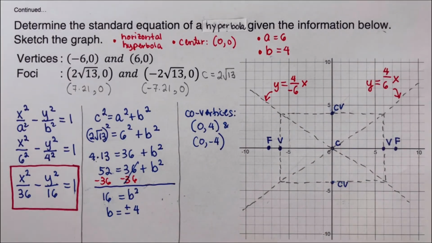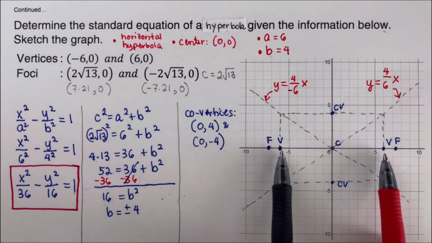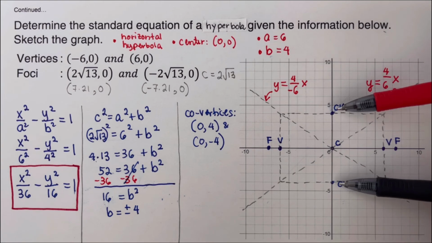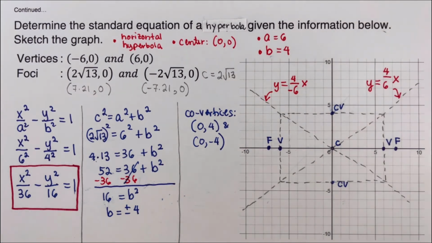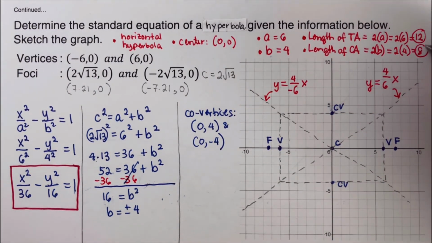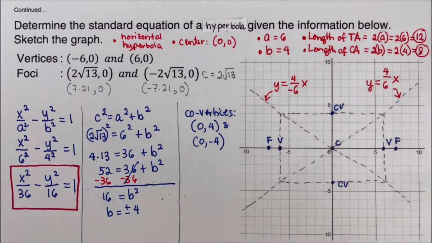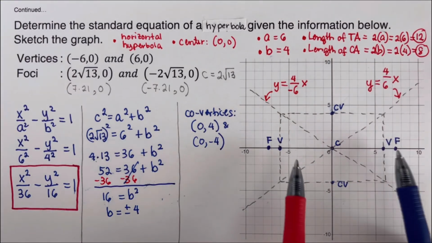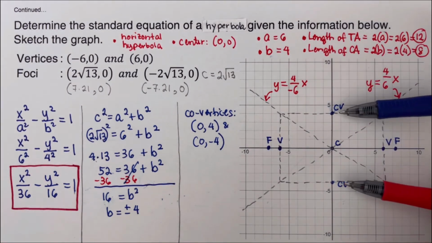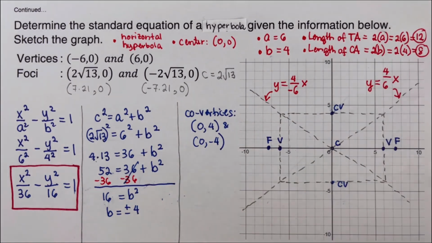So we can go ahead and determine the length of the transverse axis. That's the distance from one vertex to the other vertex. And the length of the conjugate axis, that is the distance from one co-vertex to the other co-vertex. So I'm going to go ahead and write that work up here. Okay, so the length of the transverse axis, TA, is 12, and the length of the conjugate axis, CA, is 8. Now we go ahead and sketch the hyperbola.